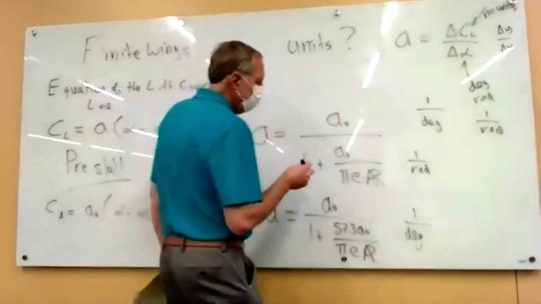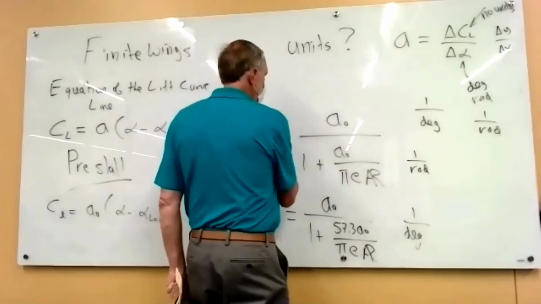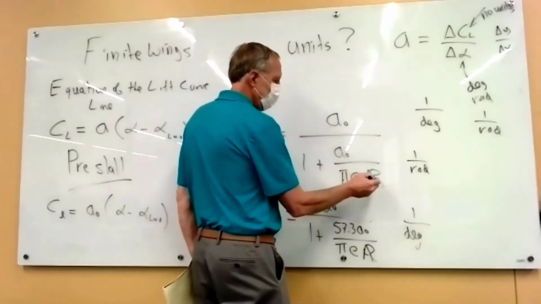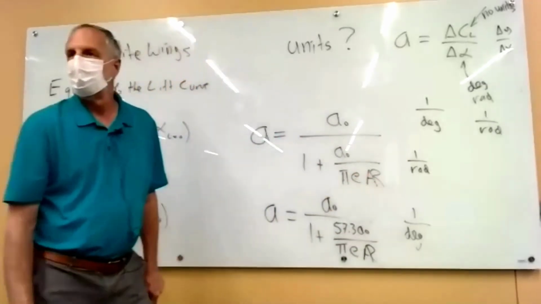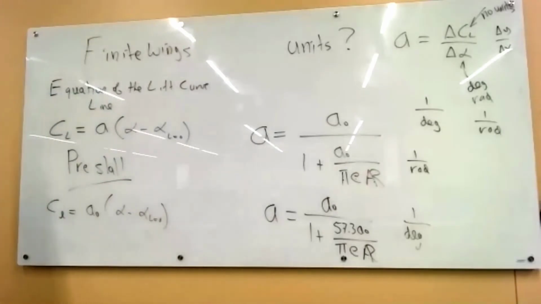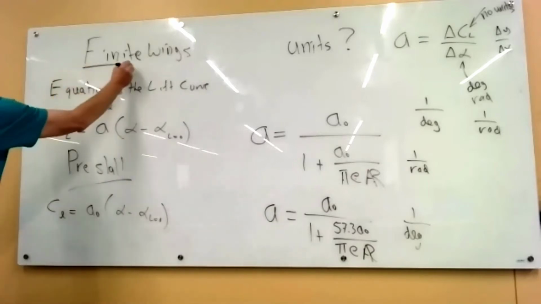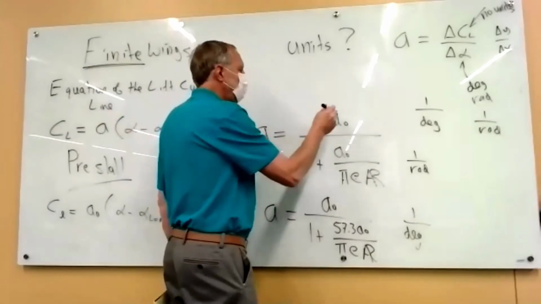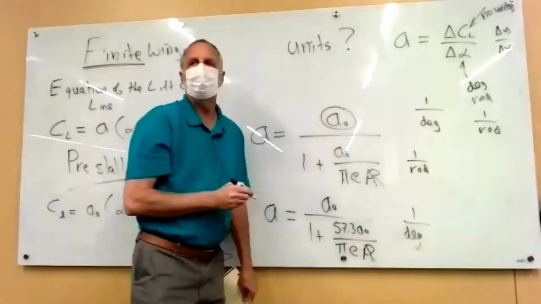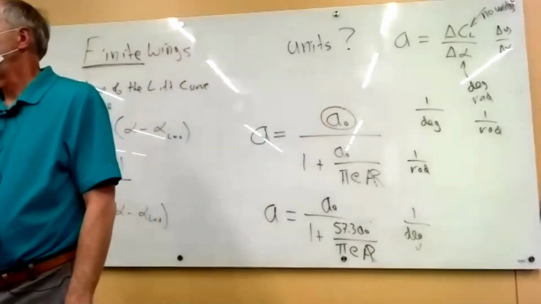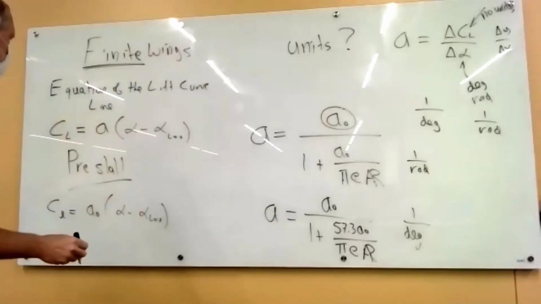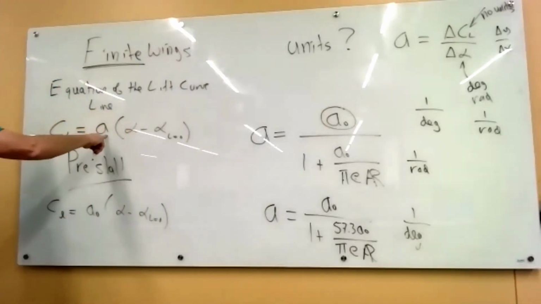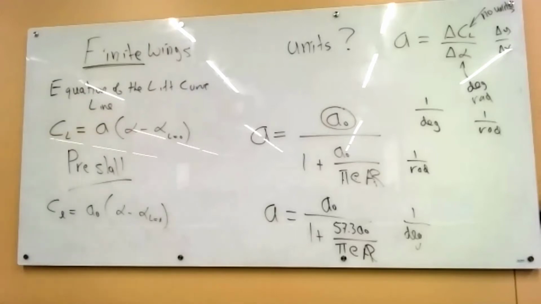We see normal stuff, right? The denominator of the CD of pi e with the AR in it. So same deal here. What this says is for a finite wing, we go to the book and look up the tables and calculate the lift curve slope for the airfoil. Then we stick it in this formula, and then we calculate A, and then we use that to give us a lift.